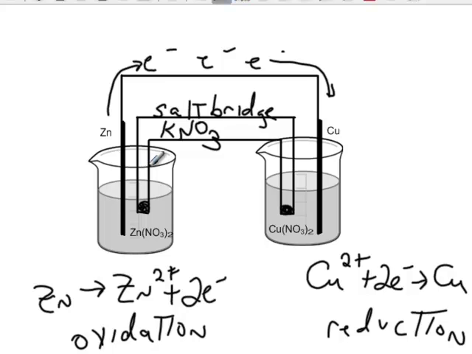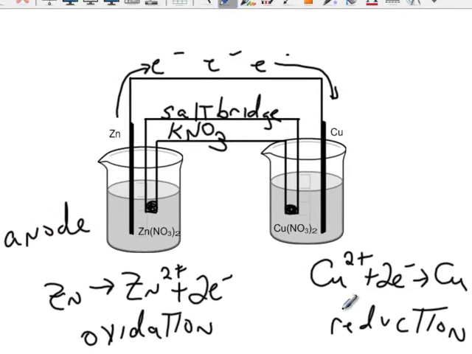The side where the oxidation takes place is called the anode of this cell. The side where the reduction takes place is called the cathode. The only way I ever remember that is the vowels are together and the consonants are together. That's my little mnemonic for remembering that.